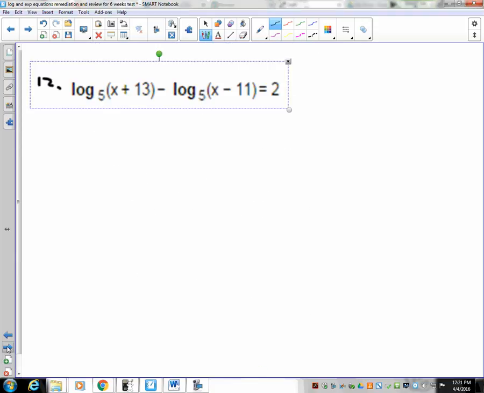Now, look at 11 and 12 collectively, together. They're very, very similar, right? There's one big difference. What makes all the difference in the world here? Subtraction as opposed to adding. Instead of multiplying, we would divide. We get log base 5 of x plus 13 over x minus 11 equals 2.